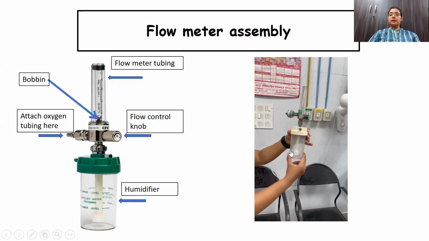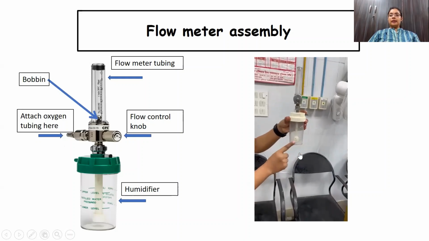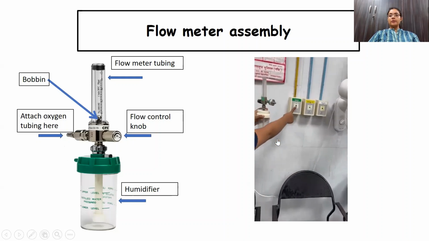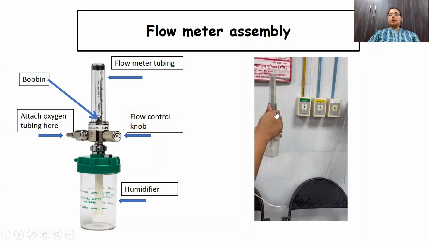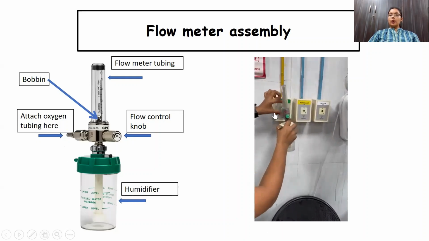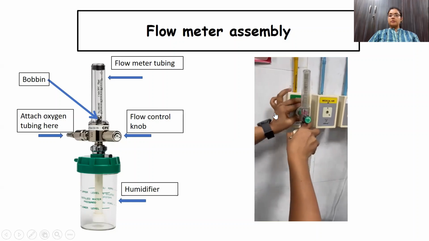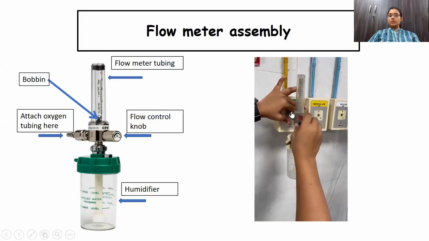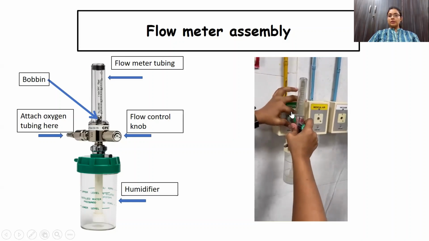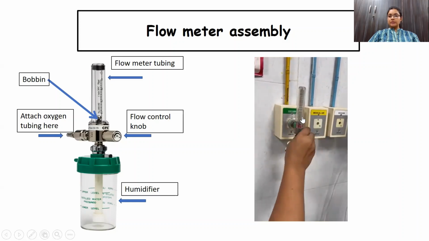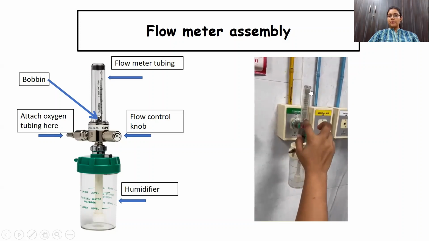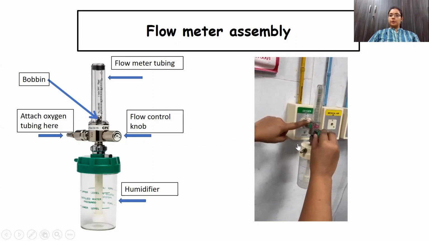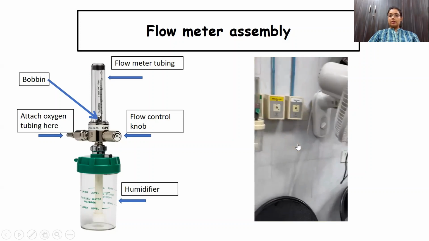So here you can see this is a humidifier bottle. There is a mark of minimum level and there is a maximum level mark, and you fill in distilled water. This point is a flow control knob. So you attach it to the quick coupler system through the oxygen, right? So here they are attaching the oxygen and you can see a flow. It is not attached properly, but yes, now it is attached properly and you see a flow. Look, the bobbin has gone up, right? And now you can adjust the flow by rotating it clockwise or anti-clockwise.